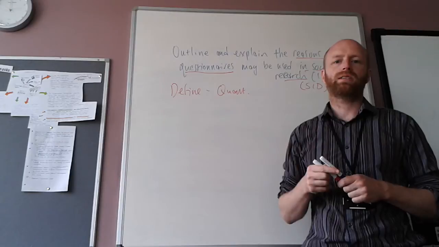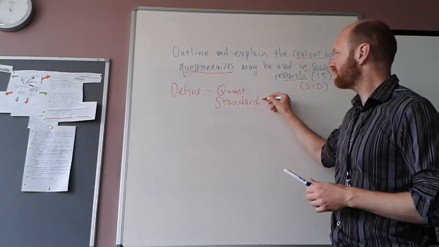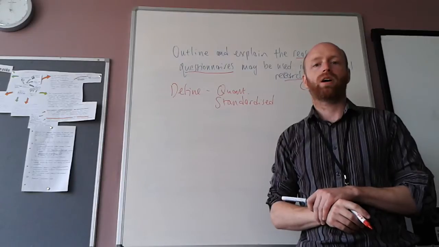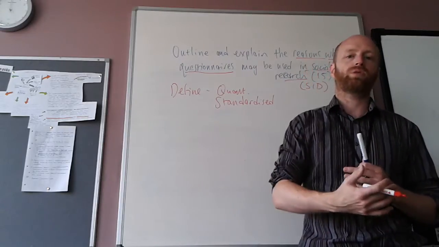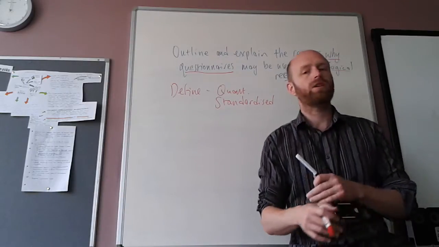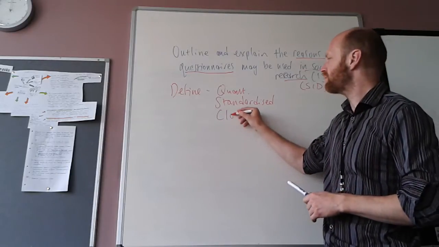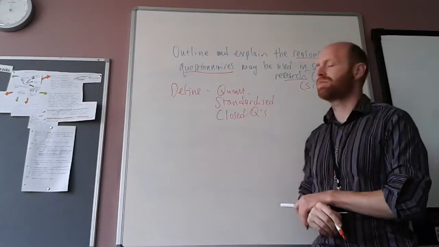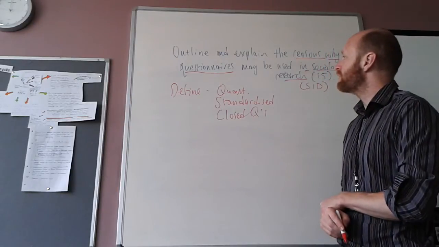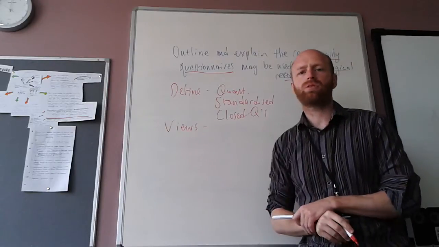We can refer to questionnaires as having standardized questions, which means that the same questions are asked in the same order for each respondent in the sample. You can refer to questionnaires as typically having closed questions. And you could refer to the views which would support their use.